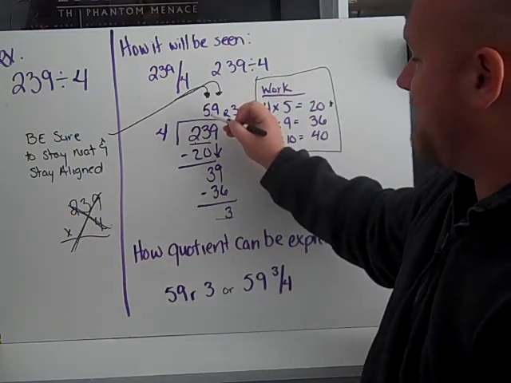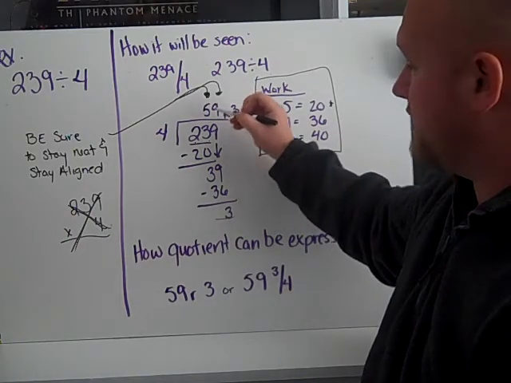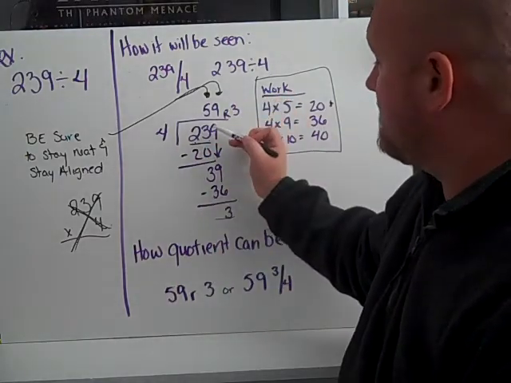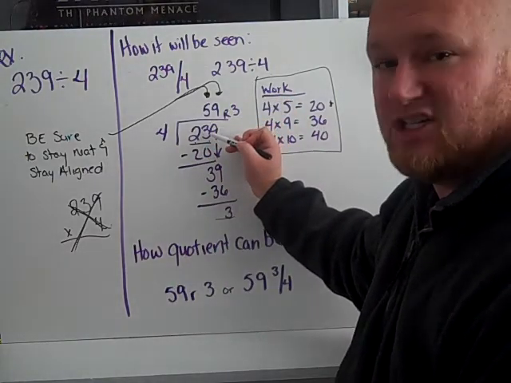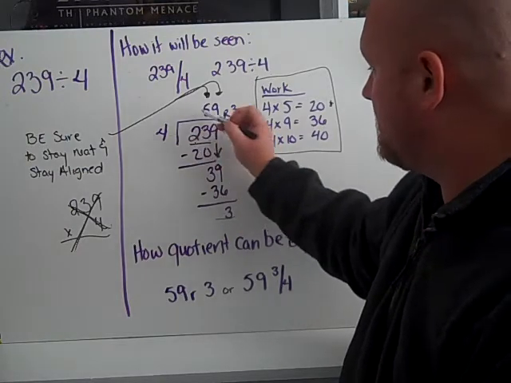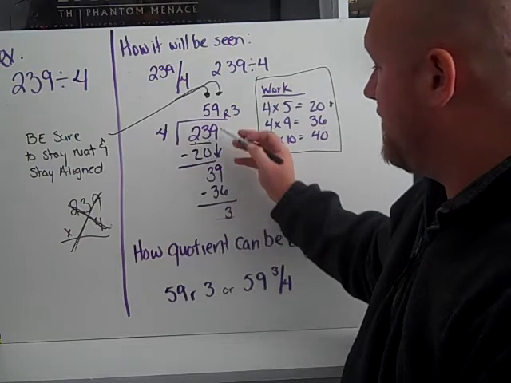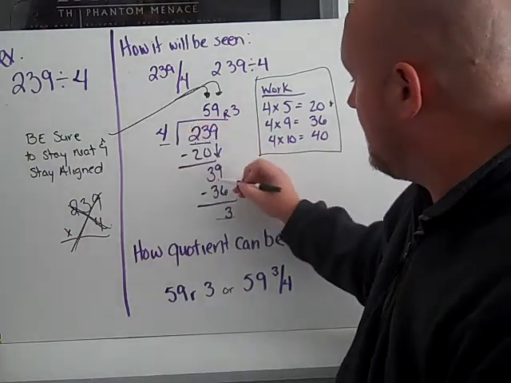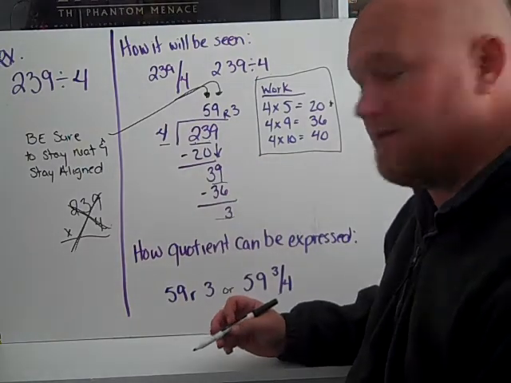So I put the 5 up top. This is part of my quotient. You've got to line it up. The digit always goes above the last digit you are currently looking at. Subtract the 20, because 4 times 5 is 20. That leaves us 3. We bring down the 9. Now I've got to look at 4 into 39, because that's what I have.